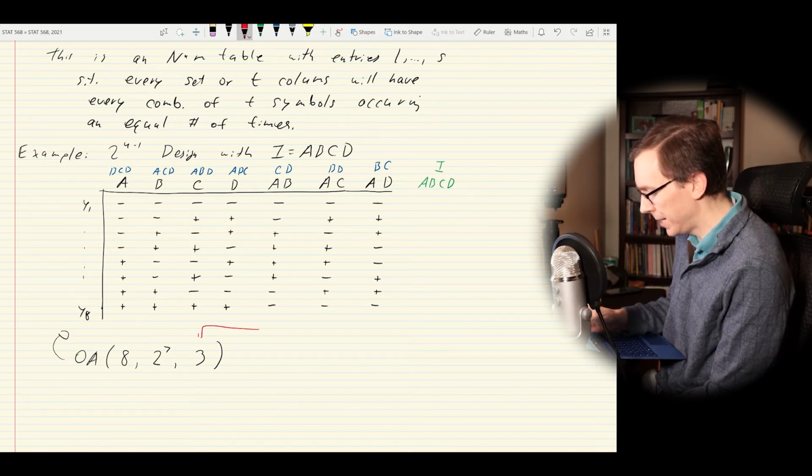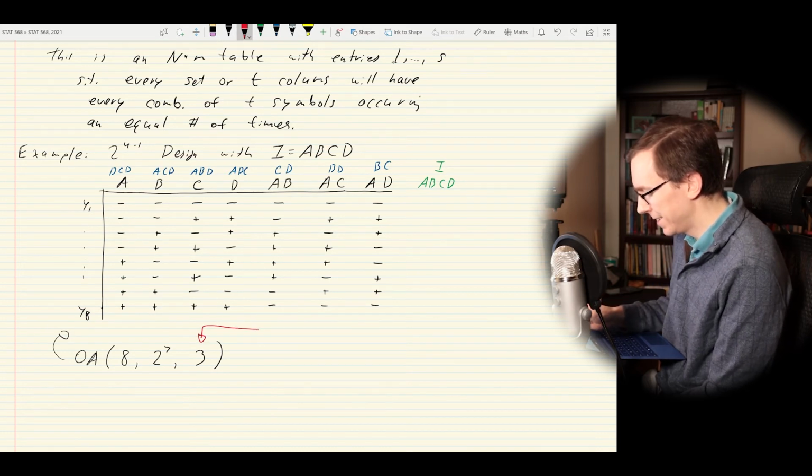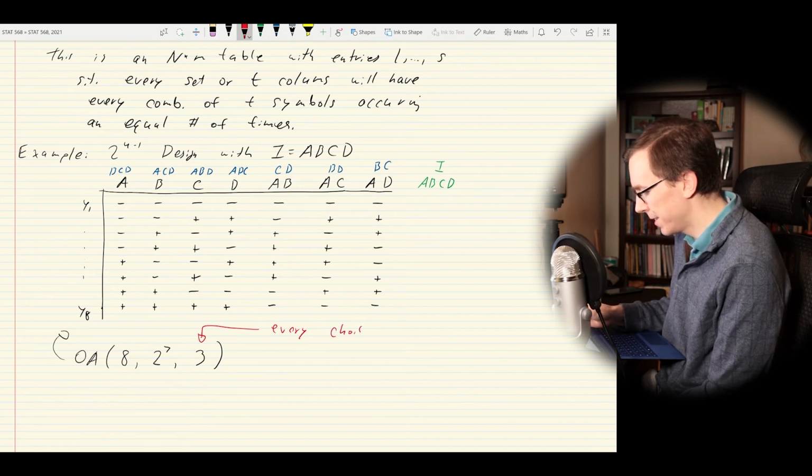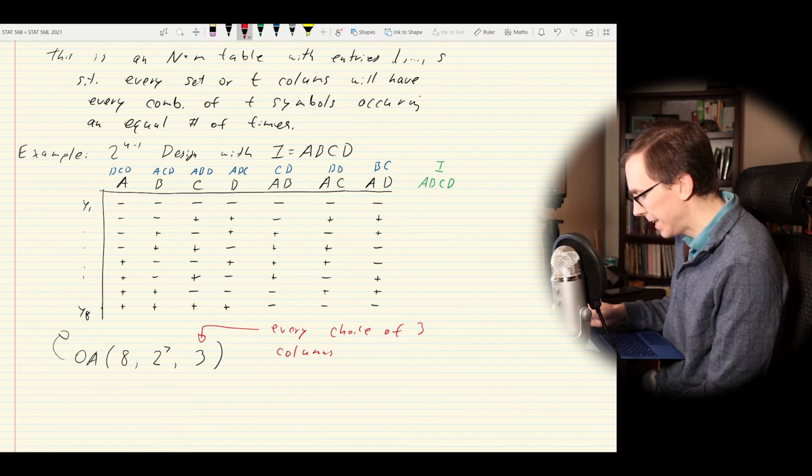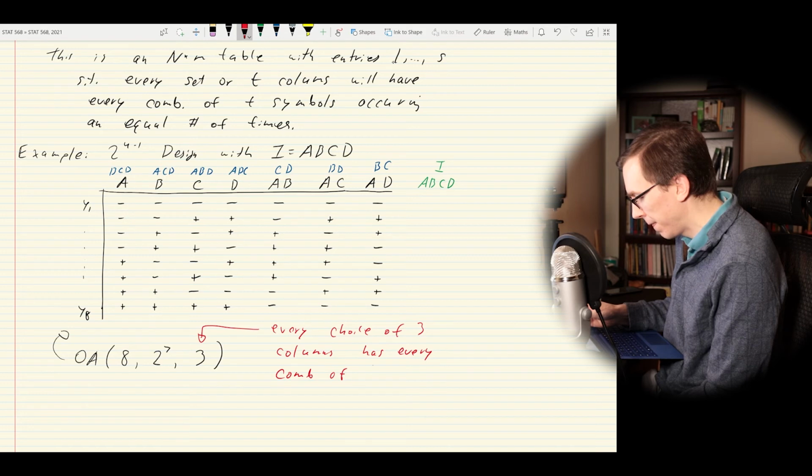This is strength 3 because every choice of 3 columns has every combination of minus and plus occurring once.